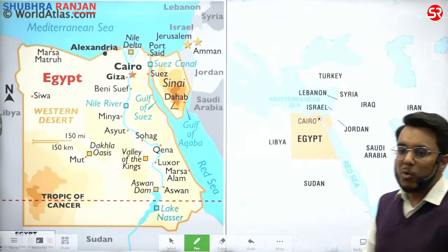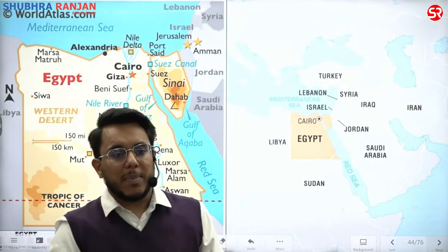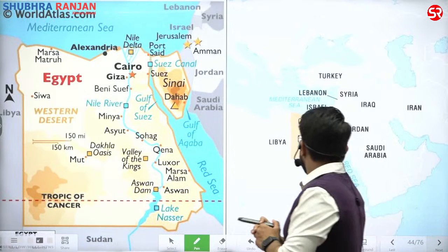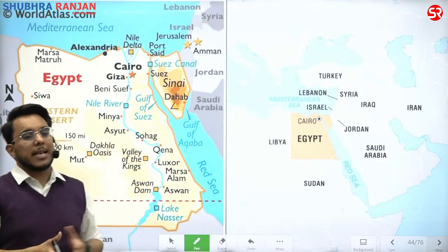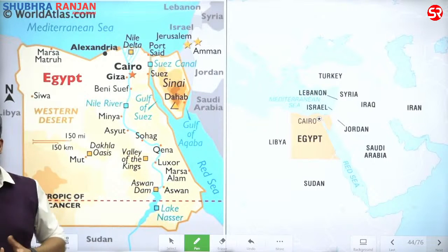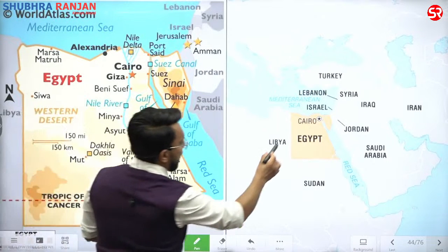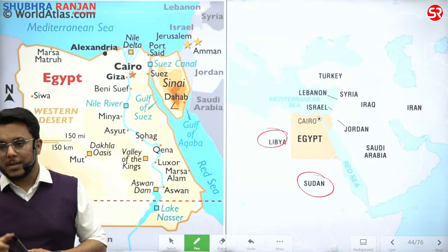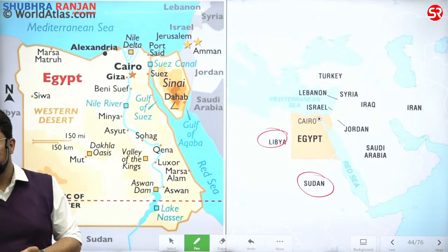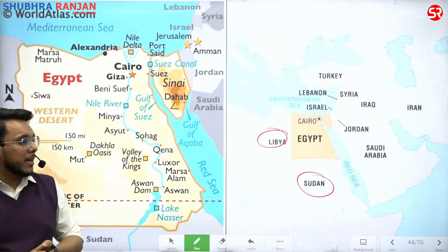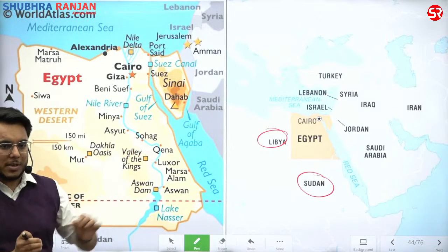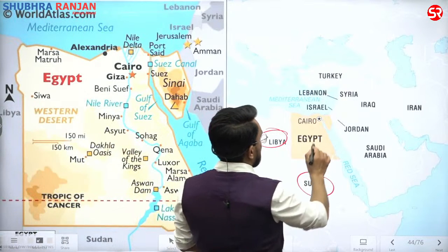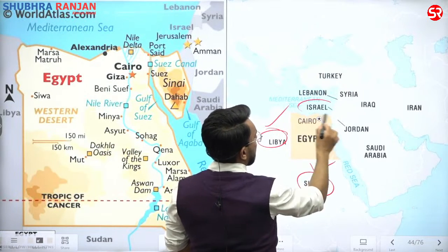Now, before moving into it, first of all, some basic mapping-related information that we need to know. Dekho, when we talk about Egypt, which countries make the land boundary with Egypt? Libya, Sudan, and batao kaun sa hai? Teesra, Israel. Is Jordan a bordering nation of Egypt? Is Saudi Arabia a bordering nation? Does it make a land border with Egypt? So when we talk about the land border of Egypt, the three neighboring countries are Libya, Sudan, and Israel.